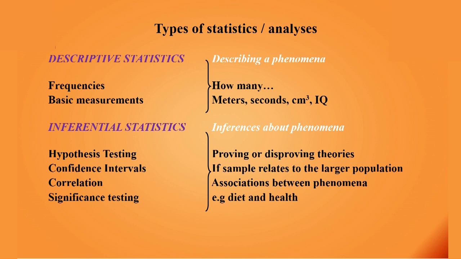Significance testing is where you want to find out whether there is a difference between the two interventions, and for that you can use tests like t-test, Wilcoxon rank test, and all these statistical tests that are there. But just to remember, when you're having data, there are two types of analysis that are possible. One is using descriptive statistics. Another is using inferential statistics, where these four things are being looked at: hypothesis testing, confidence intervals, correlation, and significance testing. Okay.